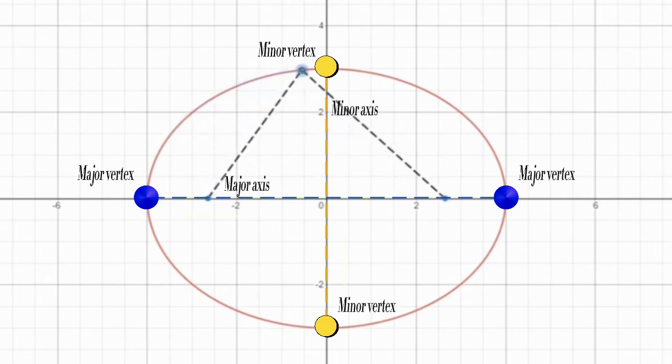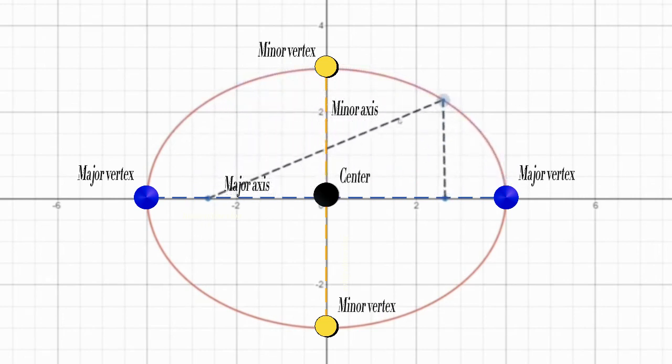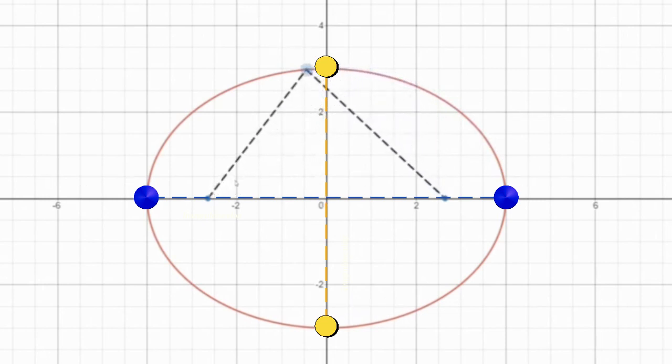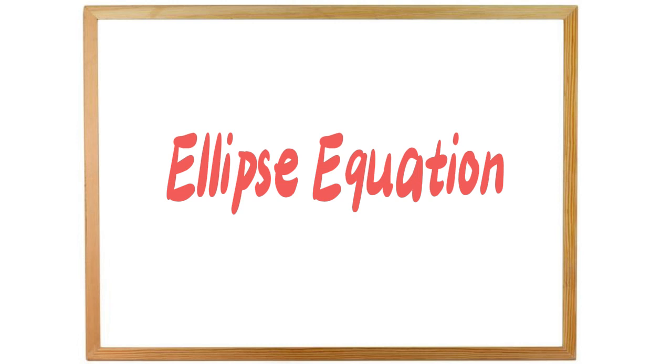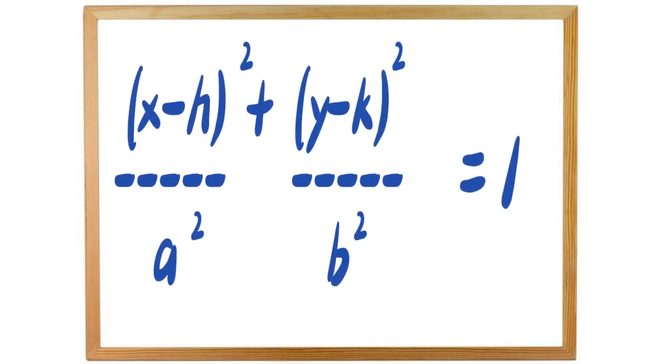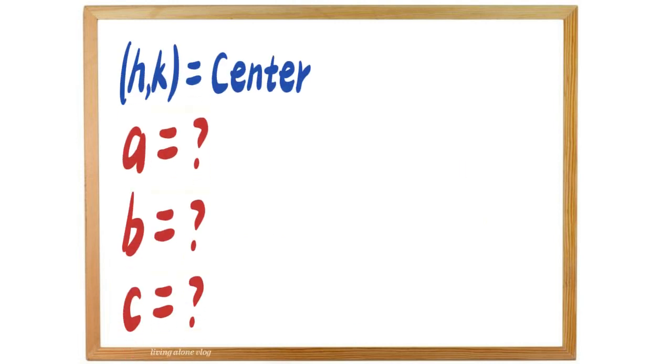And of course, let's not forget about the center, which in this case is at 0, 0 and is represented by the black dot. Going to look at the ellipse equation, we see that it is (x minus h) squared over a squared plus (y minus k) squared over b squared equals 1. We know that (h, k) is the center, and now we will find what a, b, and c are.